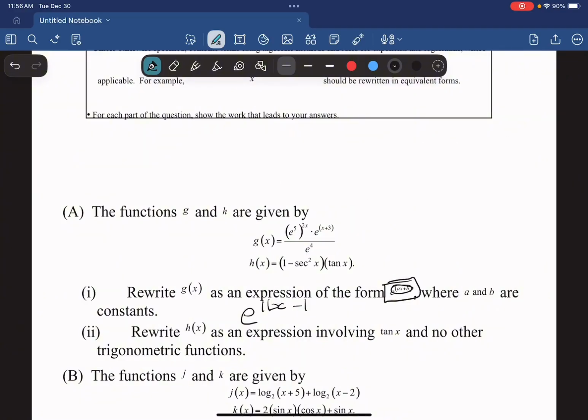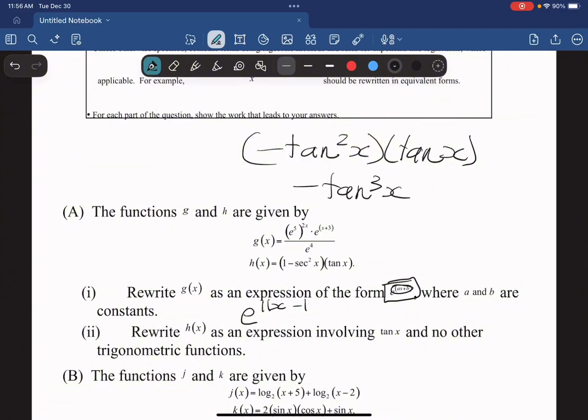So that would be negative tan squared x times tangent of x will just be negative tangent cubed x, right? Nice and easy.